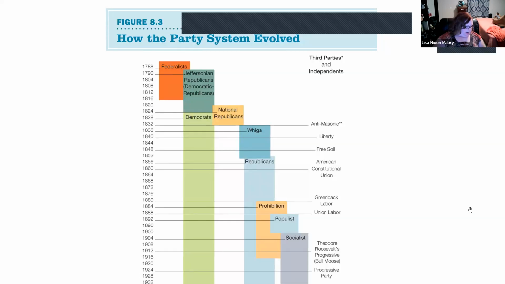So, okay, so if you were to see who made up the first political party system, you would answer Federalists and Jeffersonian Republicans, right? Like if you were to see it on a test of some kind, that would be maybe how you would answer.